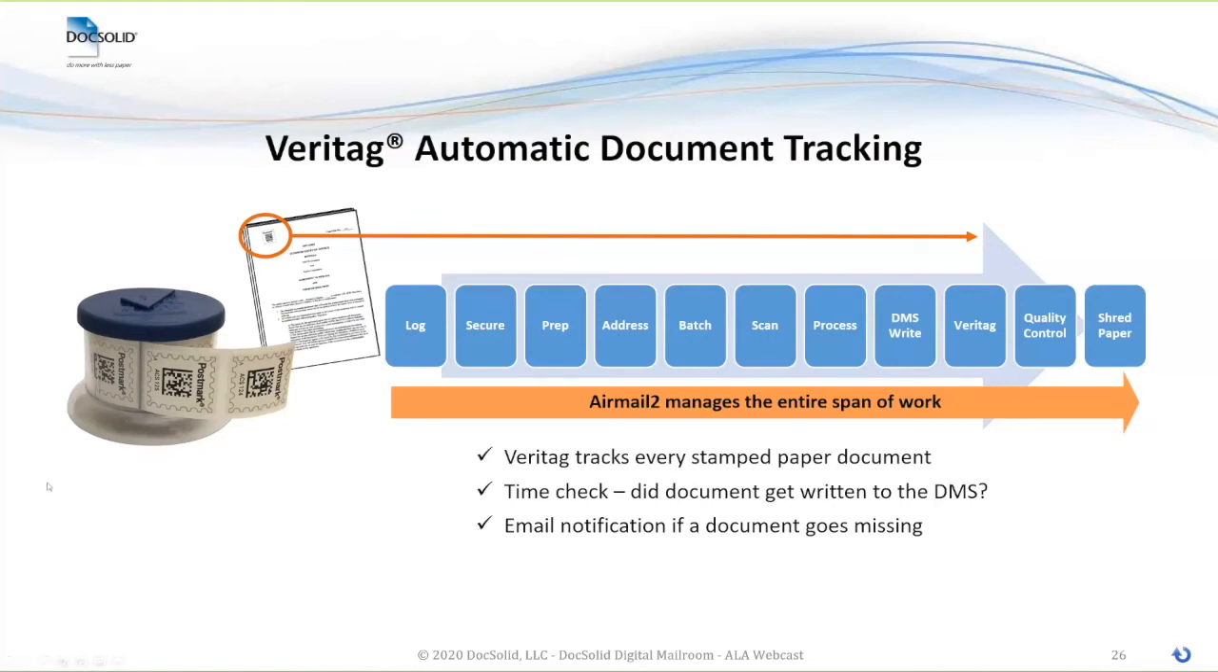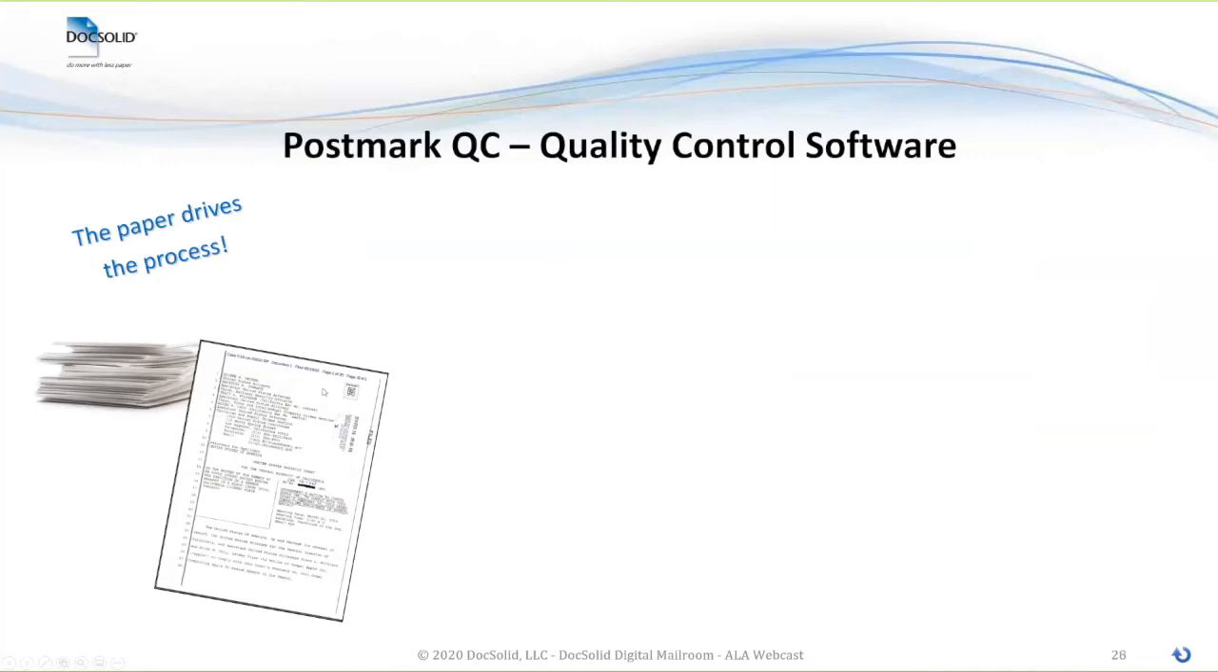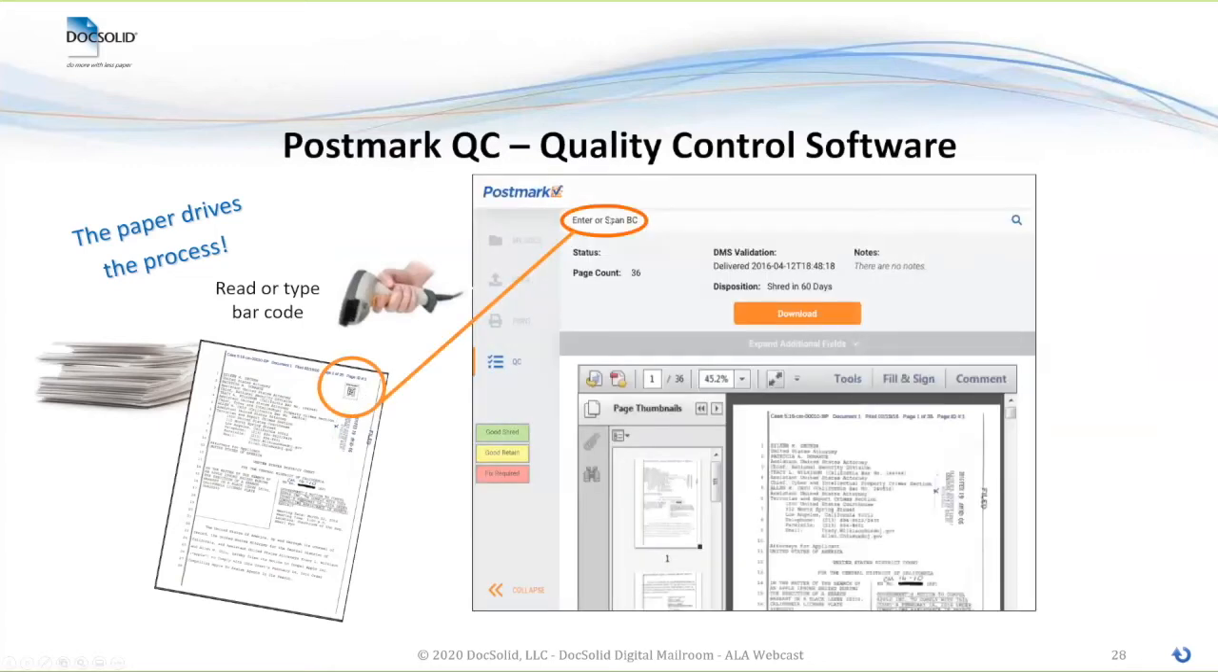And we have built-in what we call our Postmark QC software for quality control. So the operator now can take the stack of daily mail that has just been scanned, pull the first paper document off the stack, and with a little barcode wand reader, or perhaps they can type it in, it's going to show them on their software screen running quality control software, also browser-based, so it's a zero footprint client. It'll show them a quality control session.